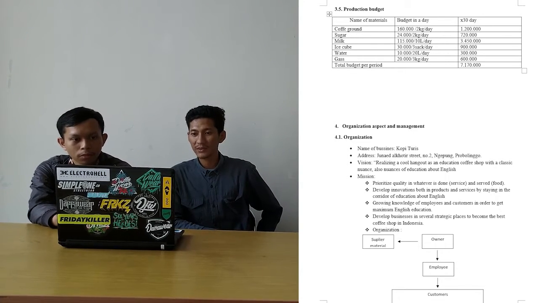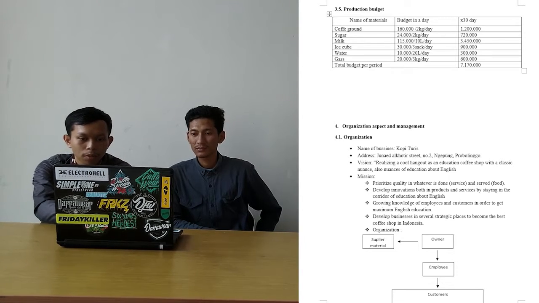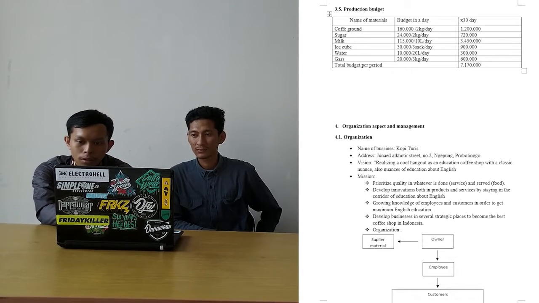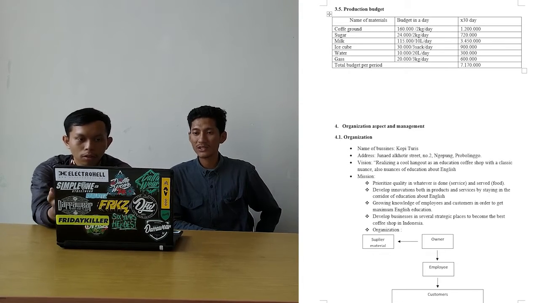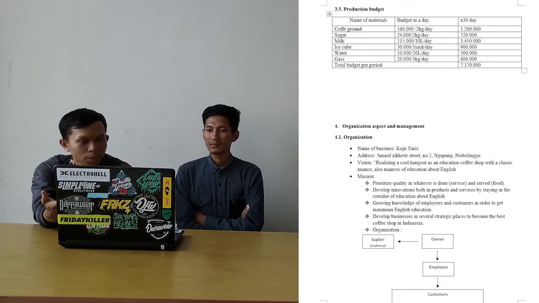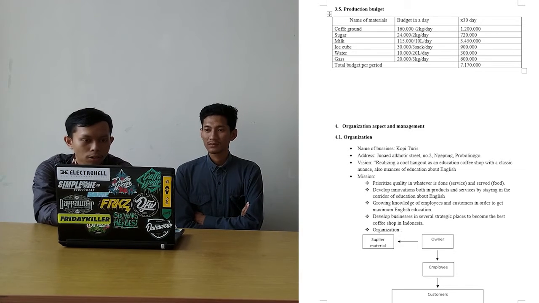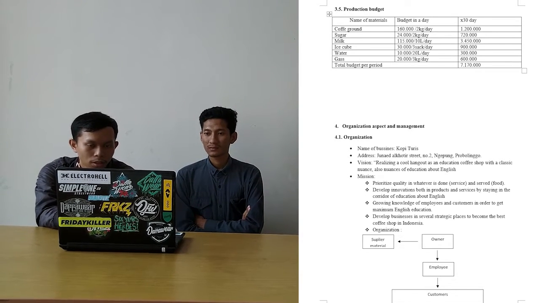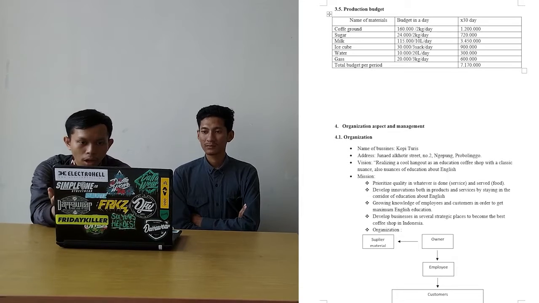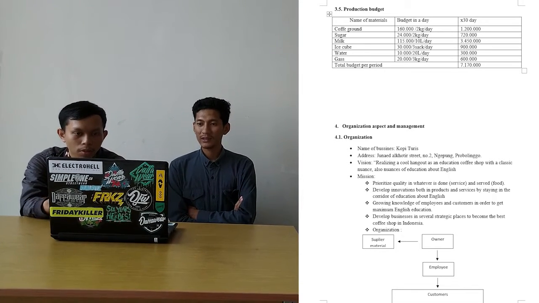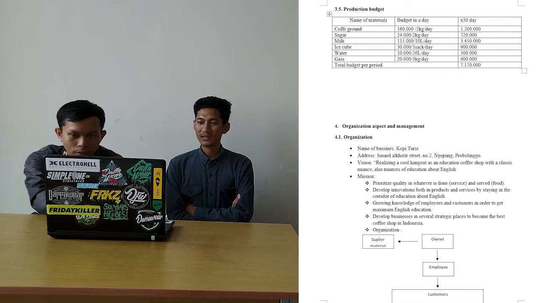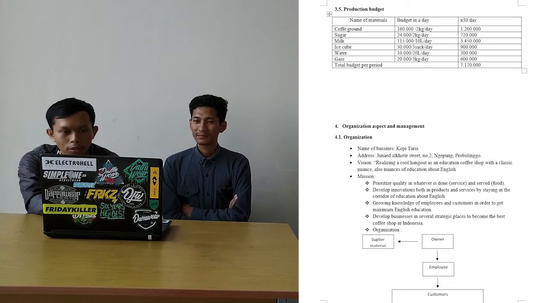So as you can see, this is the design of organization management, such as the owner, then supplier material, then owner, employee and customers. And the next point is 4.2, management.